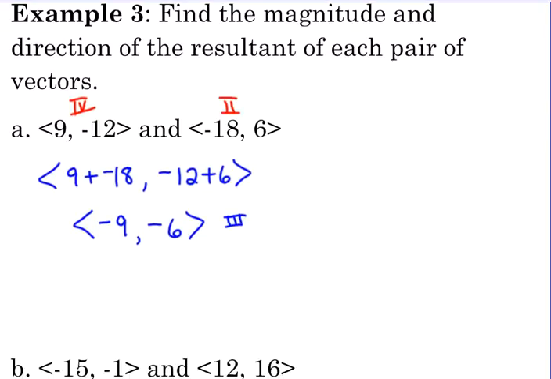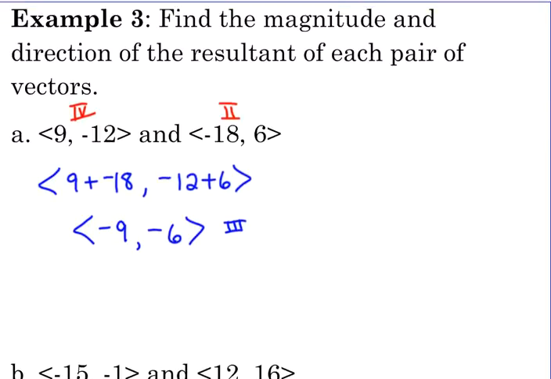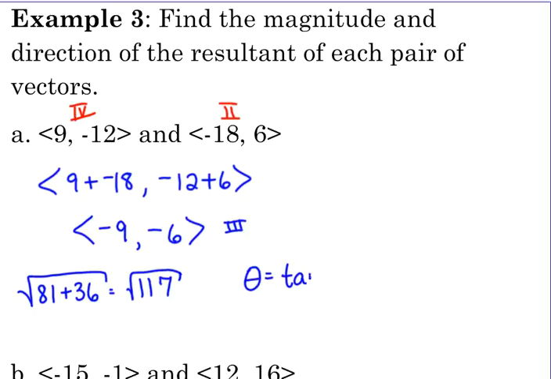It wants the magnitude and direction, though. So we need to square the two pieces and add them together. 9 squared is 81, 6 squared is 36. So that gives us the square root of 117 for the magnitude. And for our angle, theta is the inverse tangent of y over x.